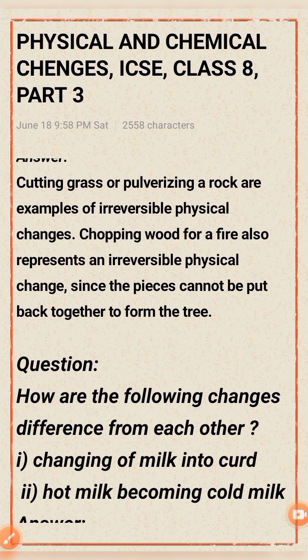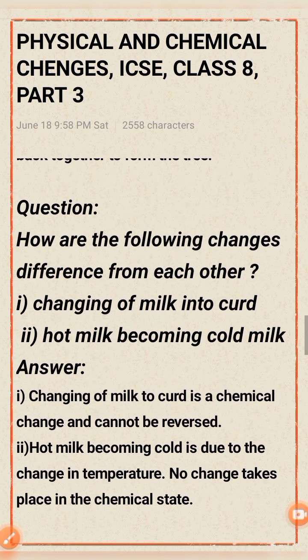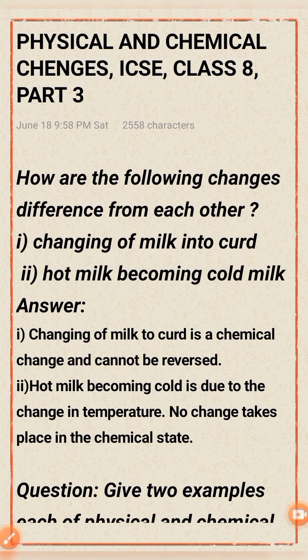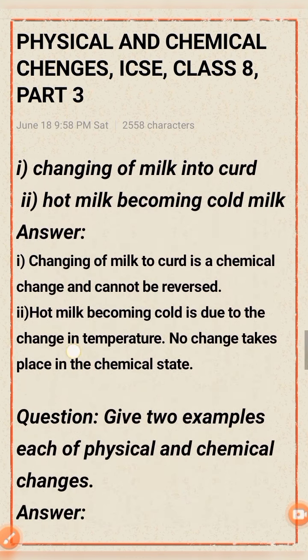Next question: how are the following changes different from each other? Number 1, changing of milk into curd. Changing of milk to curd is a chemical change and cannot be reversed. Next, hot milk becomes cold milk. Hot milk becoming cold is due to the change in temperature. No change takes place in the chemical state.